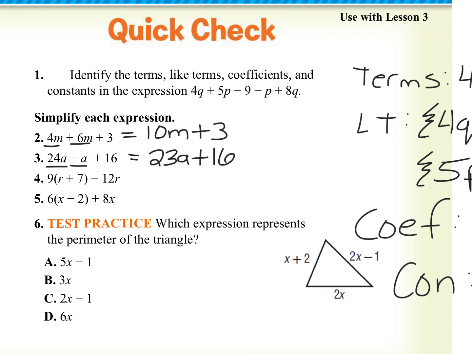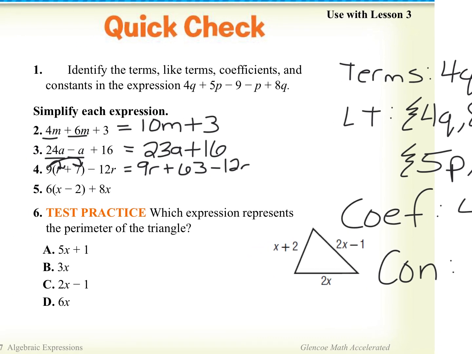Number 4, what's different about number 4? We have to distribute first. So we have 9 times r. 9r. And then we have 9 times 7. 63. And then we have that minus 12r to tag along. Are we done there? No, we still have like terms, right? What's a like term to 9r? -12r. Are we going to add or subtract? Right. Watch for those negative signs. We have 9r minus 12r. -3r. And then we have plus 63.